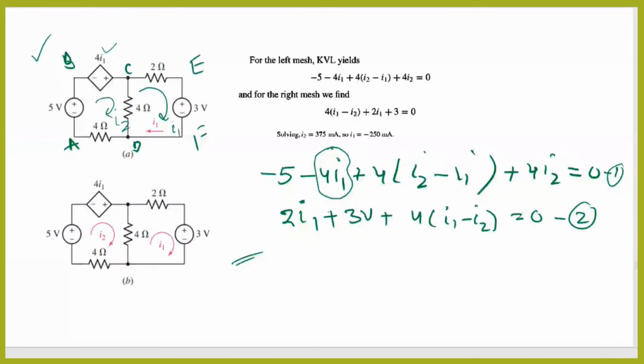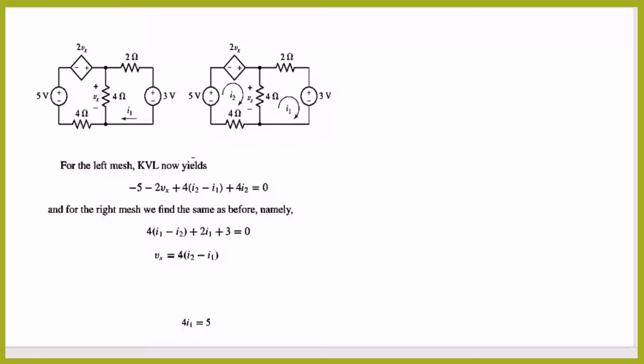Yes, sir. Now one more for you. So this is the problem, and how many loops are there? Two loops are there, so I have to assume two loop currents. Already I1 is given here, so what I am going to do is assume the same current I1 in this loop and I2 in this loop.